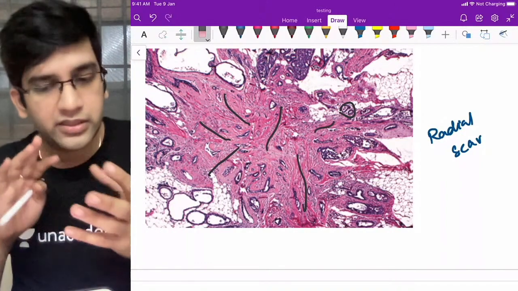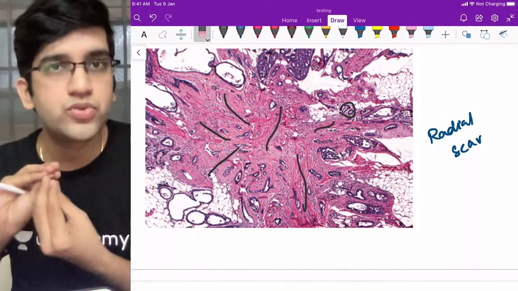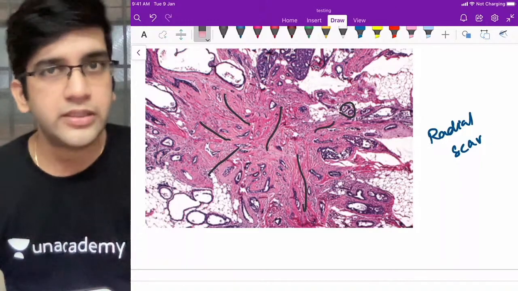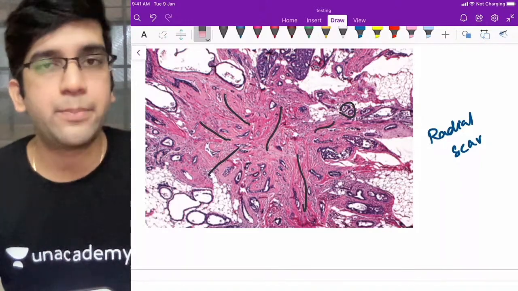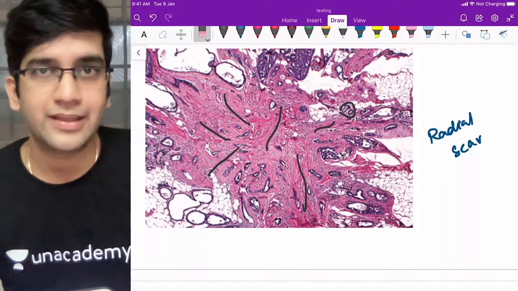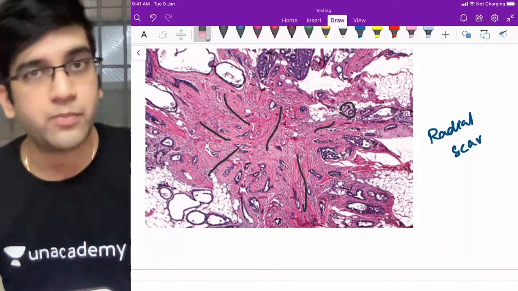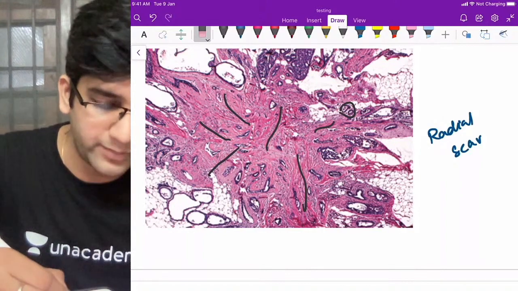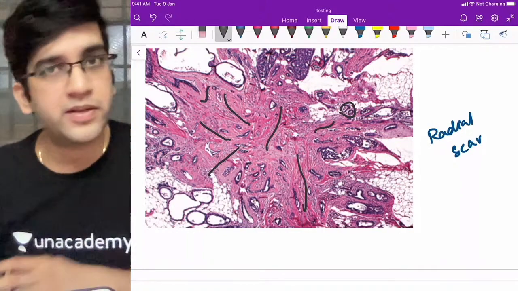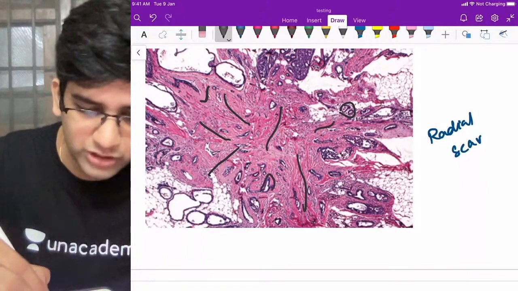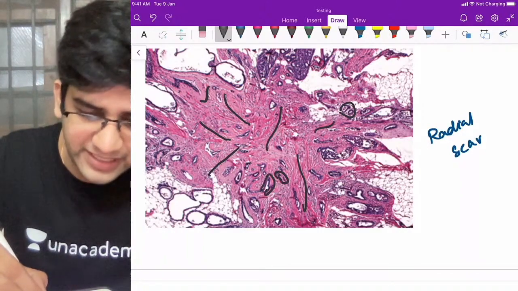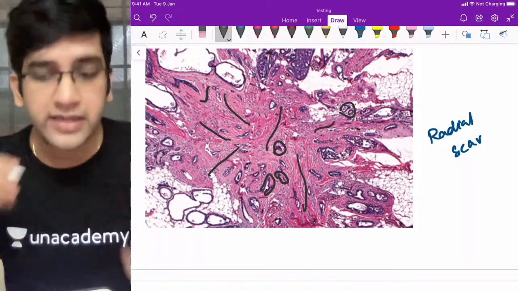So will the TDLU's architecture be distorted? It will be distorted, right? So if it is distorted, can I easily appreciate your myoepithelial layer? It will not be. It will be a bit difficult for me on microscopy also. I have lots of fibrosis. I am not sure whether this is desmoplasia induced fibrosis or radial scar induced fibrosis. Plus, I'm having a distorted TDLU. Like, see, such tiny ones because of fibrosis. So it'll be difficult for me.